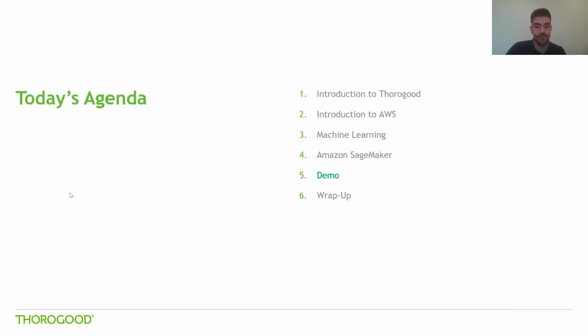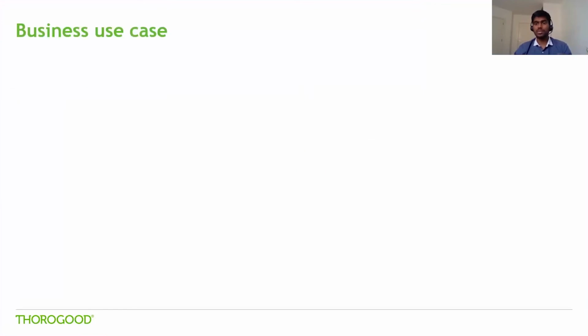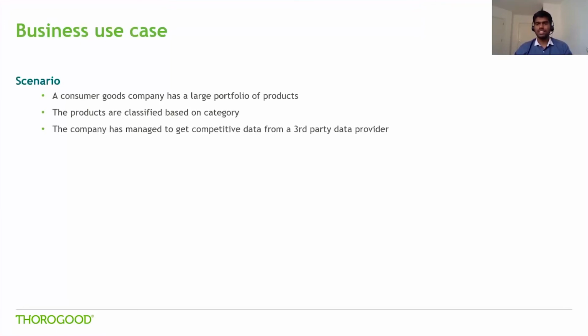Before we quickly move on to the AWS console for a demo of SageMaker, let's quickly look into the business use case and the problem we are trying to solve. So the use case we have here is about a consumer goods company which has a large portfolio of products ranging from everyday products. So for the sake of simplicity, let's say the products are classified based on different categories. And also let's assume the company has managed to get competitive intelligence data from third-party data providers.